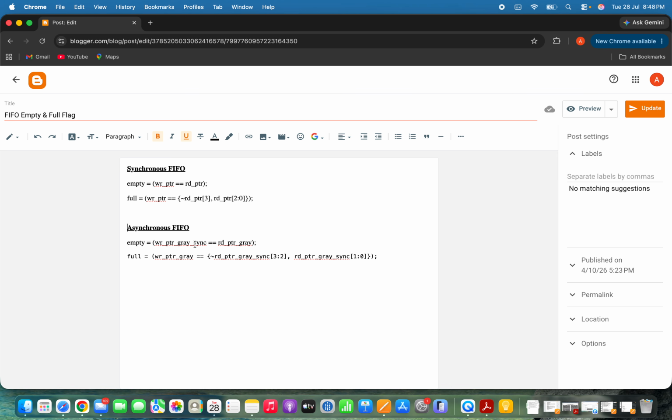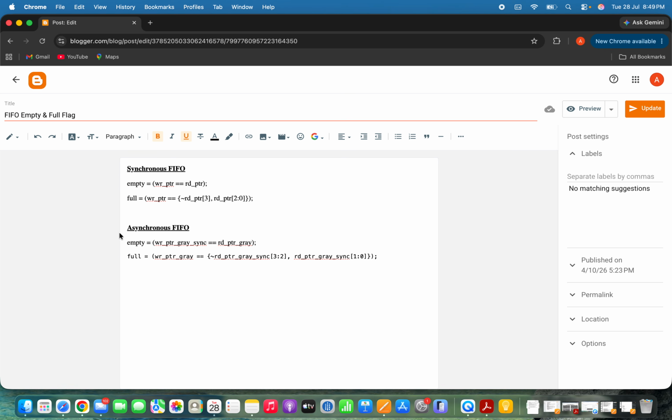To solve this problem, asynchronous FIFOs use gray code. The gray code has a special property: only one bit changes between consecutive values. This greatly reduces the chance of incorrect pointer sampling across clock domains. In addition, each pointer is passed through synchronizer flip-flops before being compared in the other clock domain.